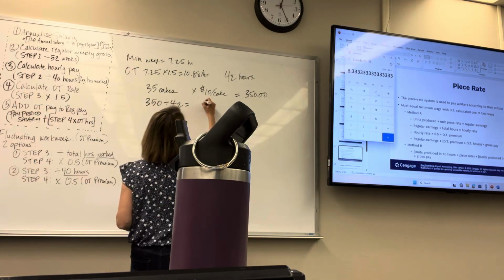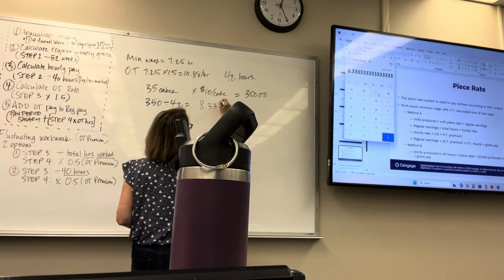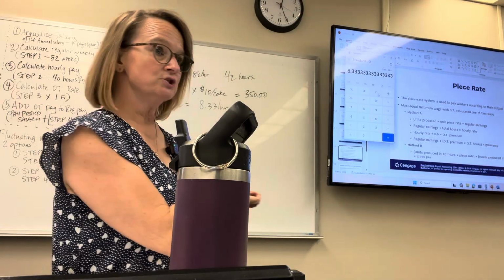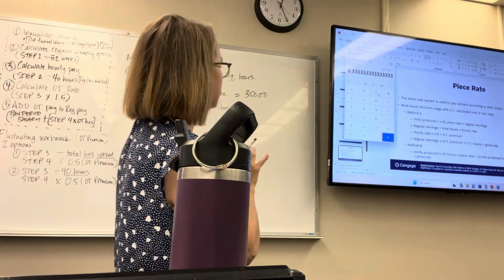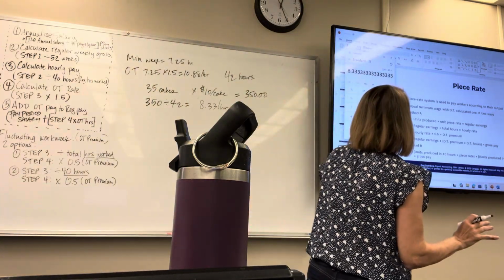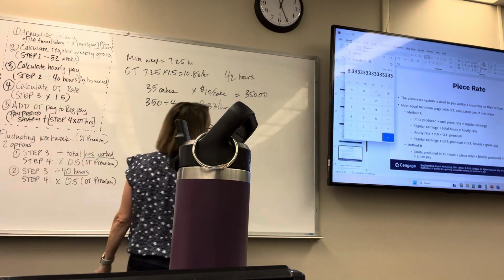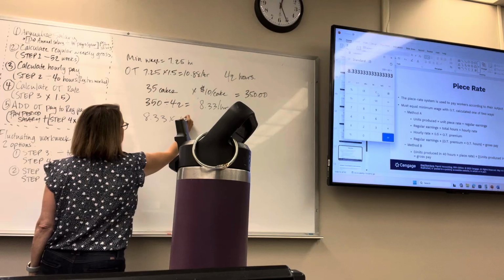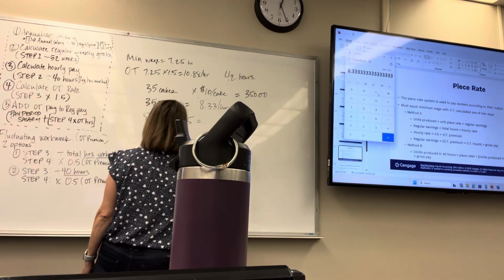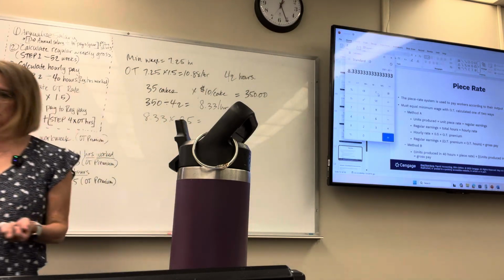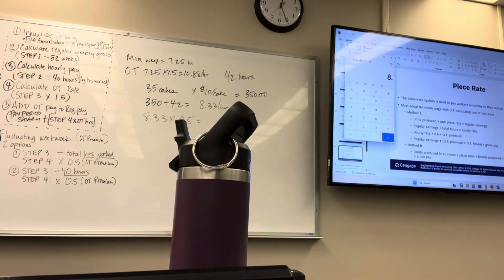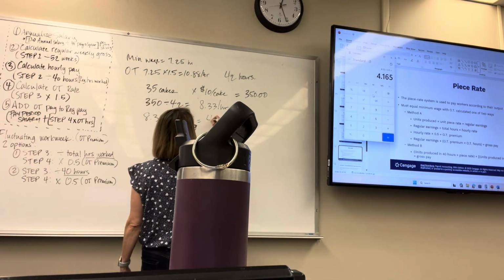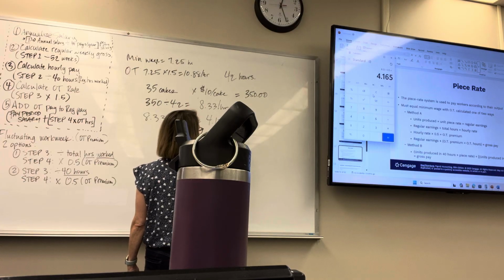$8.33 is what you made per hour. Cool, you made at least the minimum wage on an hourly basis. So there's our hourly rate, and then we're going to take our hourly rate times 0.5. So $4.17 overtime premium.